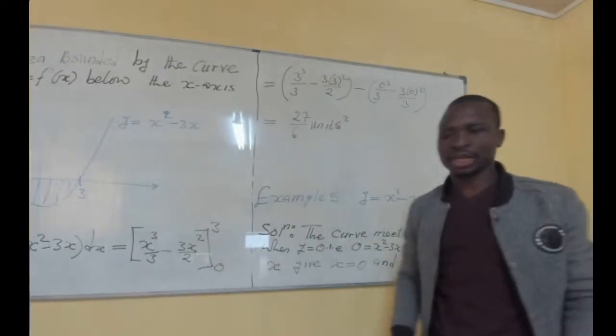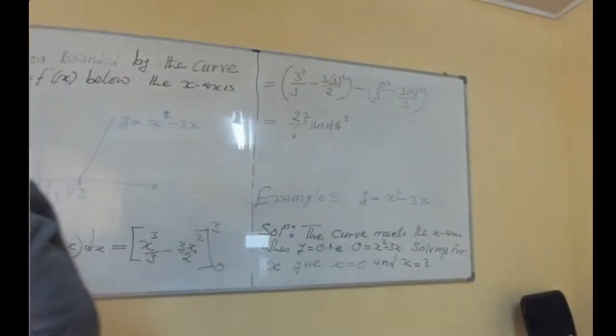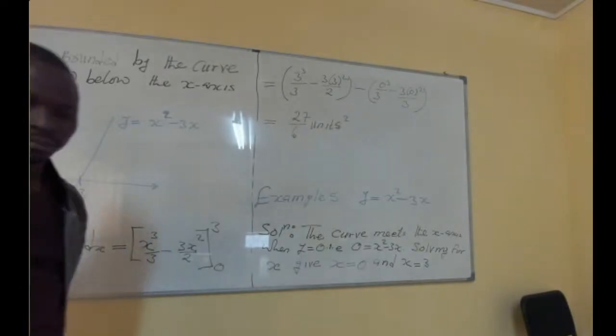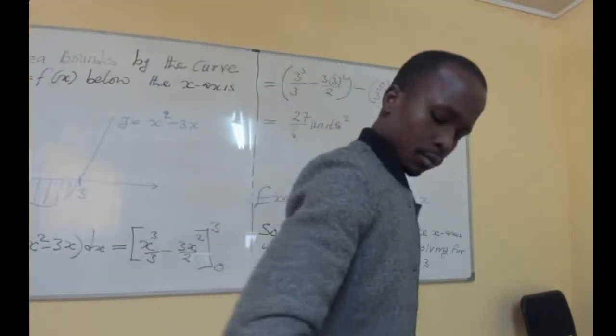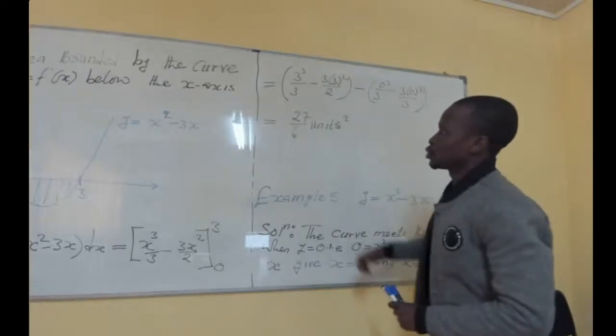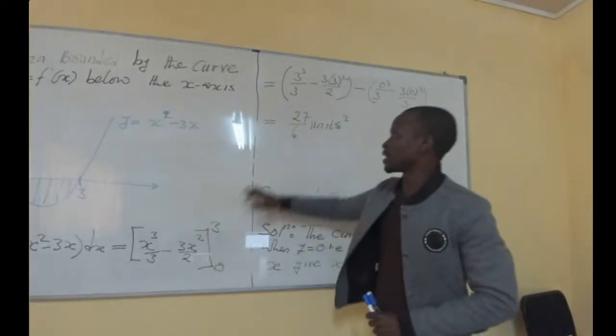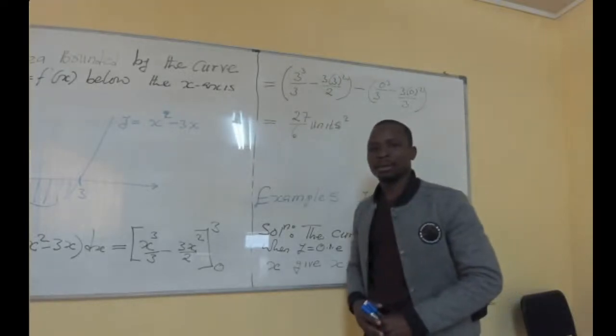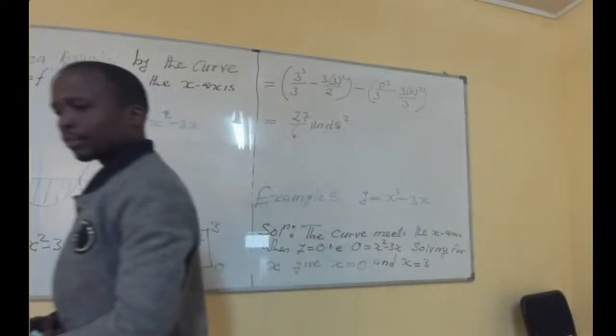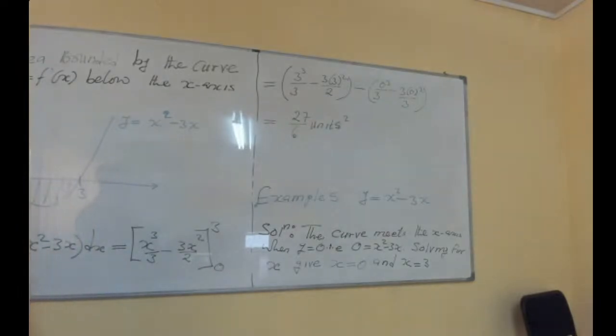So this is what you're going to get. After simplifying this, you're going to get that. So that is all about the area bounded by the curve y equal to f of x and the x-axis where this curve is below that region.